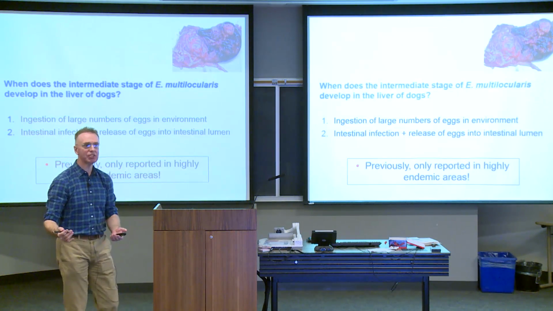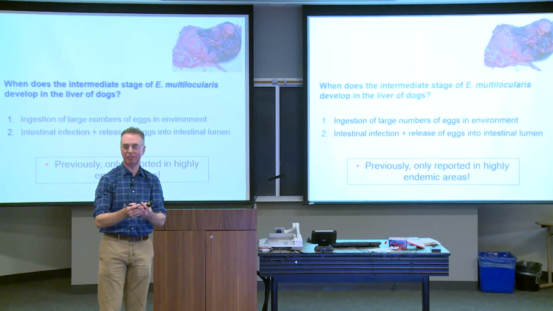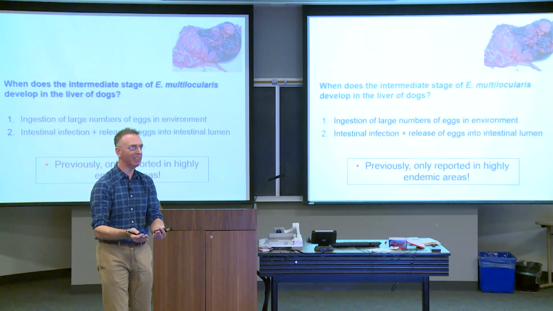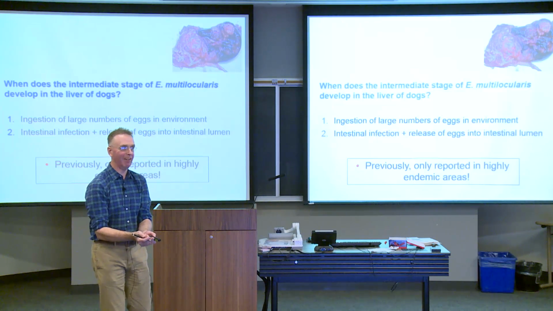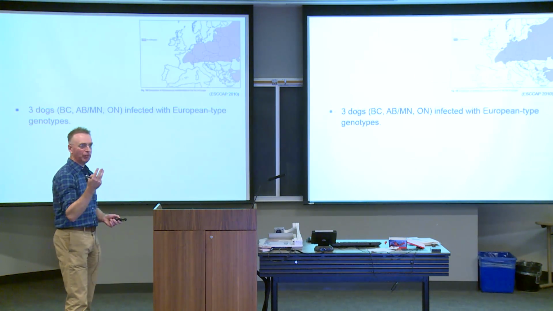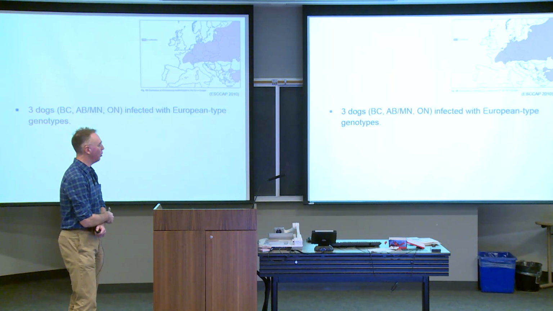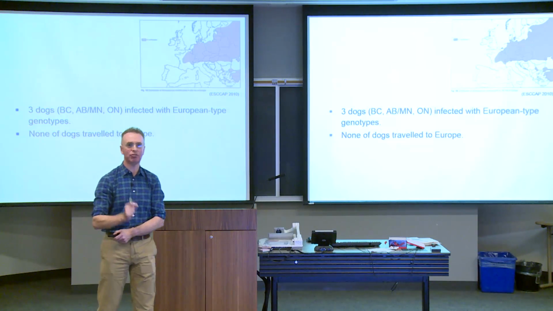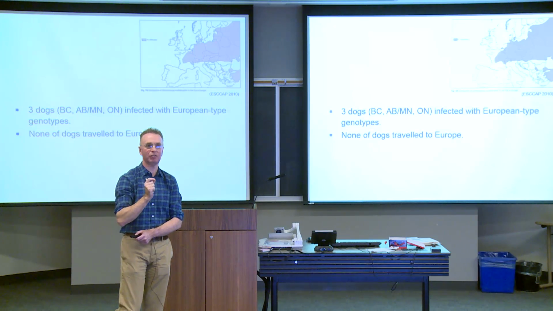The strange thing in all of this is these cases in dogs have only ever previously been described in high endemic, high risk areas. Canada would never have been described as a high endemic area for this parasite. Next thing to appreciate, of the 3 infections we've been able to type, infections in British Columbia, Manitoba, and Ontario, they're all European genotypes. And yet none of those dogs ever traveled to Europe. So have you any idea how we think those infections have got into Canada?